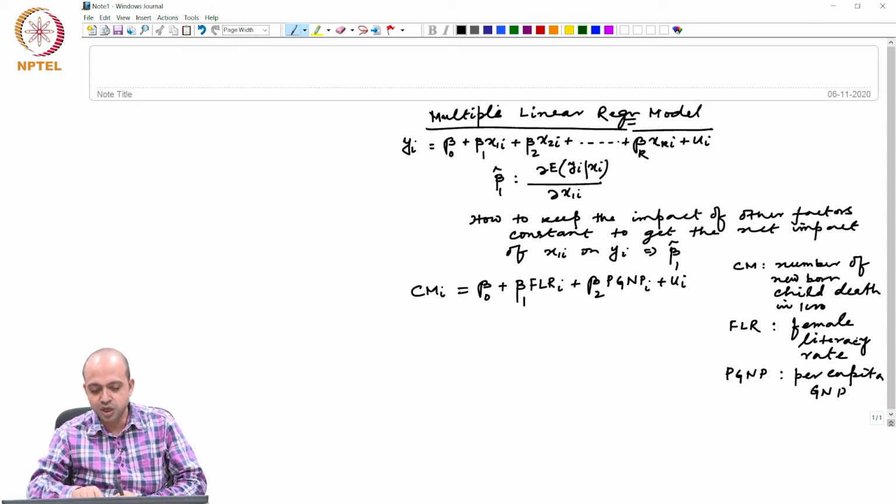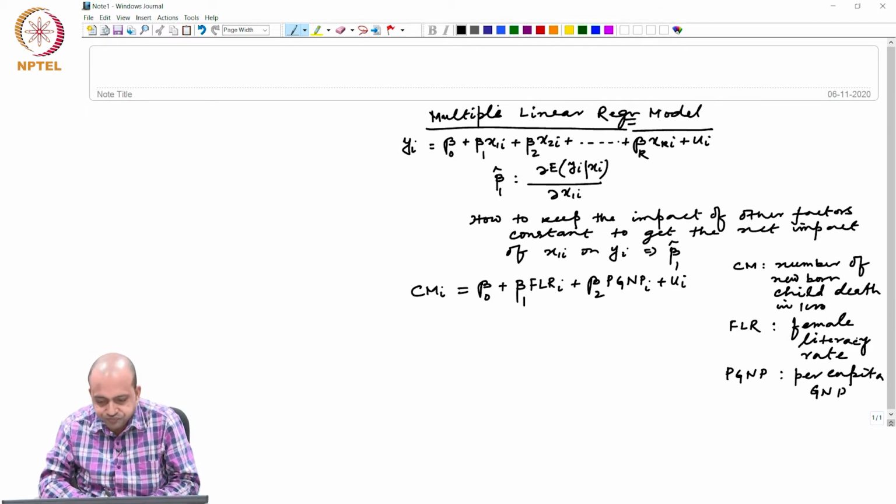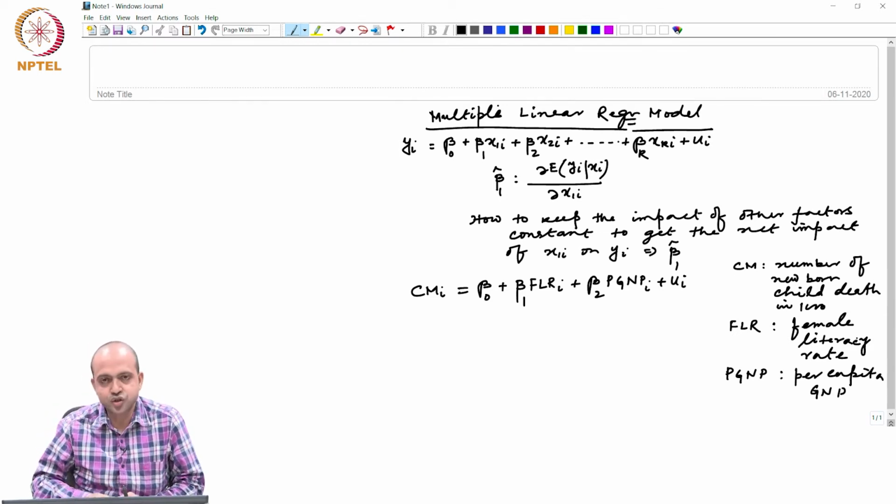Because of this, in our model we have hypothesized, there might be many other factors, but we have hypothesized these are the two factors that are the most important determining the child mortality rate, right. And that is the reason we have included these two factors in the model.